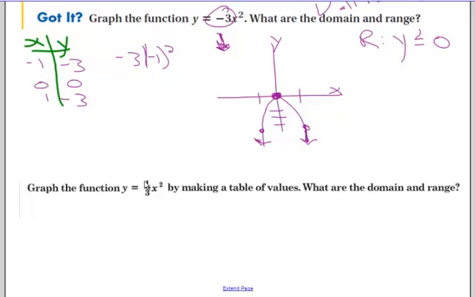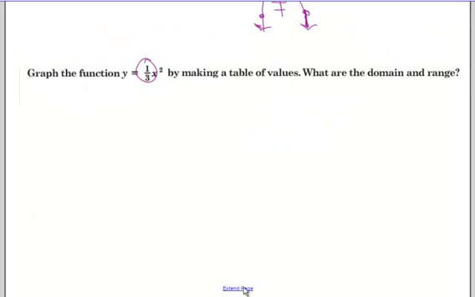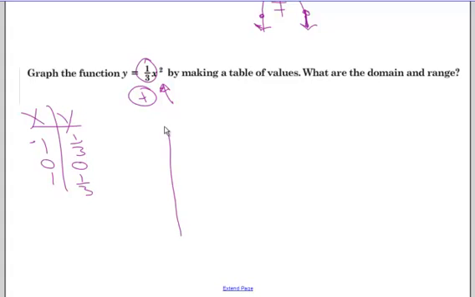So same thing, let's use +1/3. So I know it's going to open up because it's positive. And we'll make a real quick table, -1, 0, 1. If I put in -1, I get 1/3. If I put in 0, I get 0. If I put in 1, I get 1/3. So we get the same thing. This will look a little bit different though, because at -1, we've only gone up 1/3. And at +1, we've only gone up 1/3. So we see that same shape, but it's going to be really, really wide.